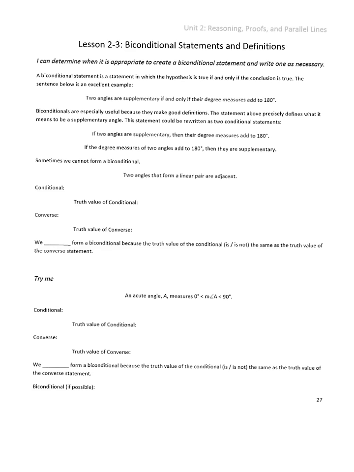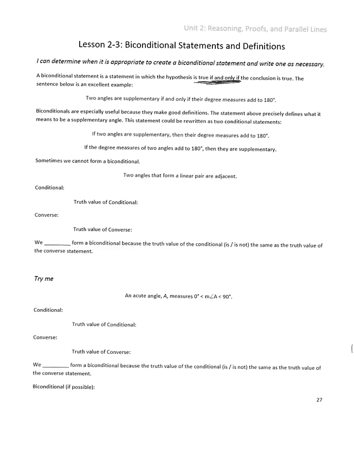A biconditional statement is a statement in which the hypothesis is true if and only if the conclusion is true. So that is our key phrase right there, if and only if. The sentence below is an excellent example. Two angles are supplementary if and only if their degree measures add to 180 degrees.